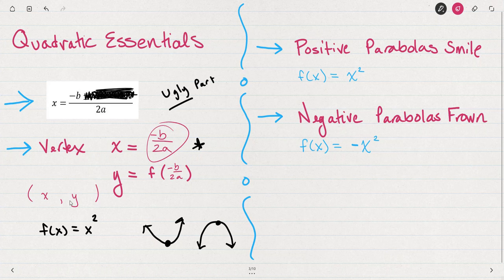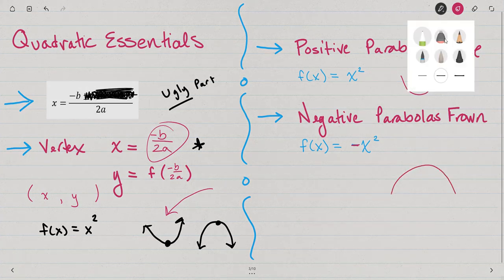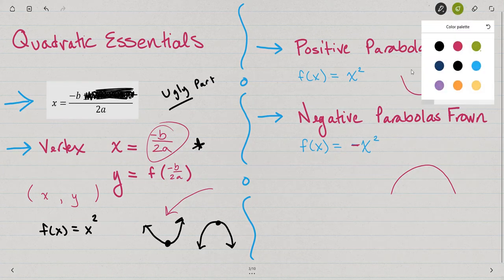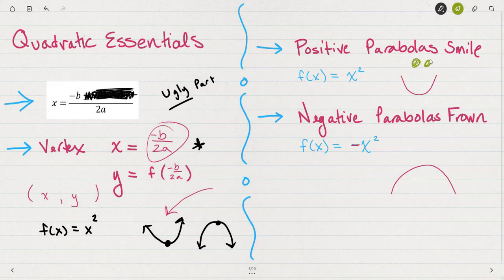The third essential is just to understand this, that just to know when you see an equation of a parabola, that a positive parabola smiles. That's this one. So a parabola that's positive opens upward like a smile. The negative parabola, so if we have a negative out in front of it, opens downward like a frown. If you can remember that, we've got a positive parabola smiling, a negative parabola frowning.